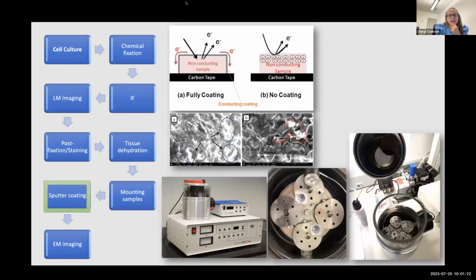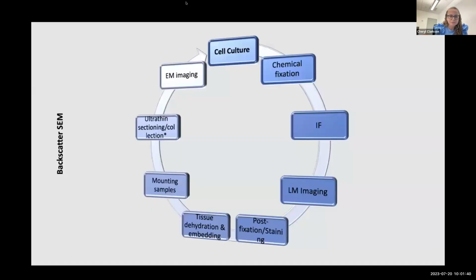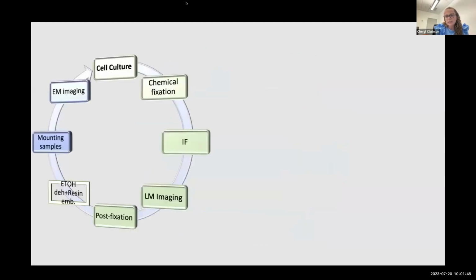Then we are putting on, again, a sputter coating, and then we can run the EM imaging without any problem. So at that moment, we have light microscopy and EM data, and after that, we have to try to combine or fuse the modalities. And this one is just to show very quickly what we are doing for the backscatter SEM in the cell culture.